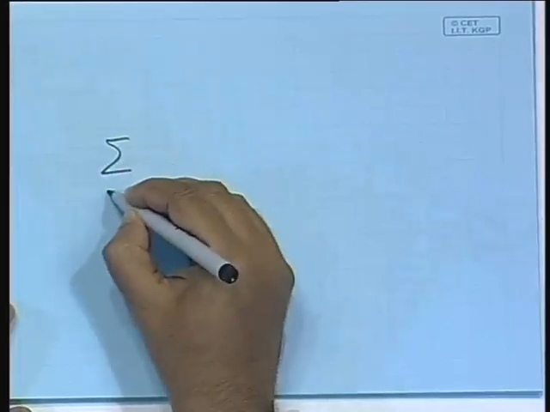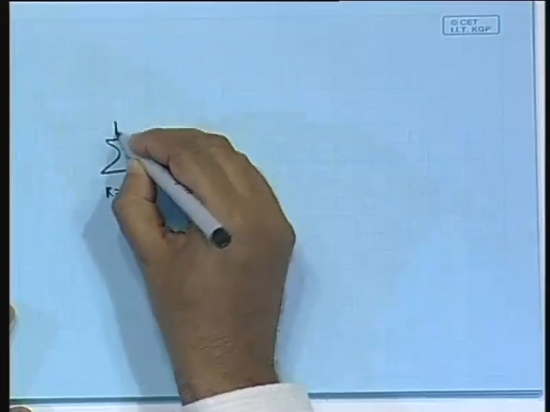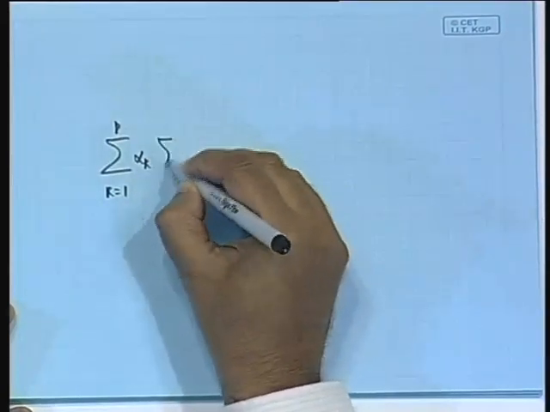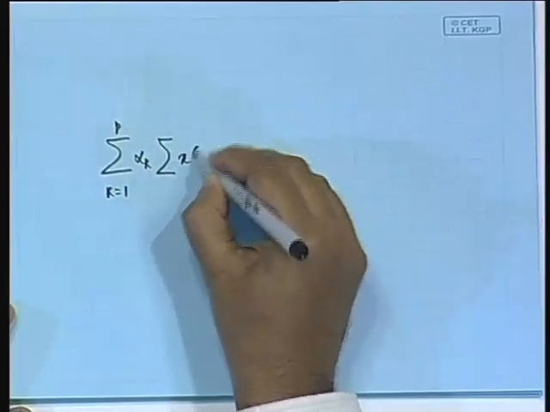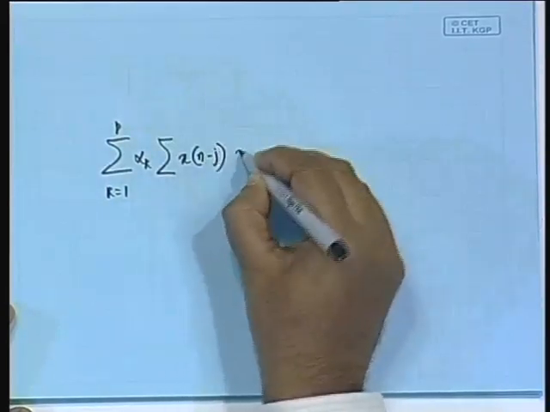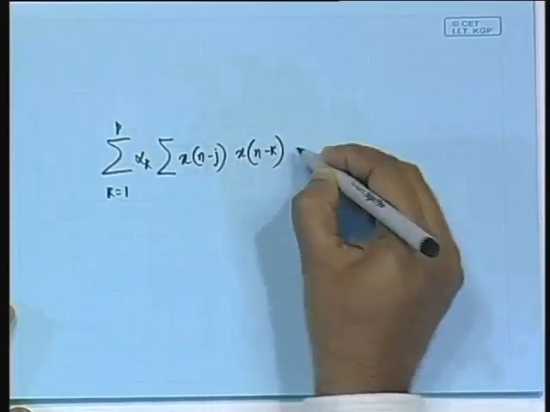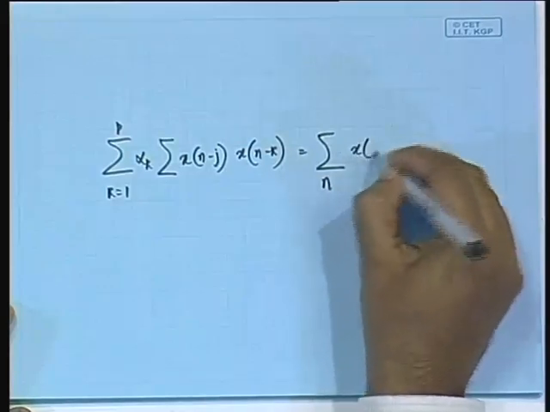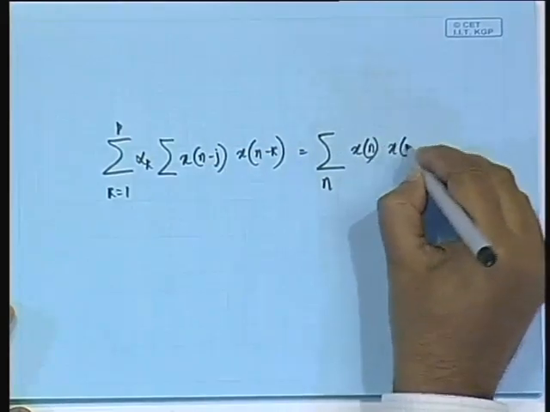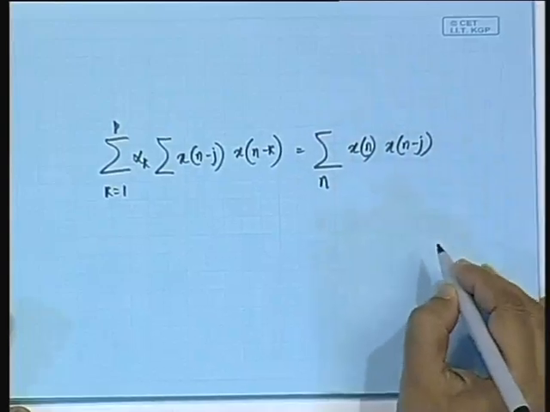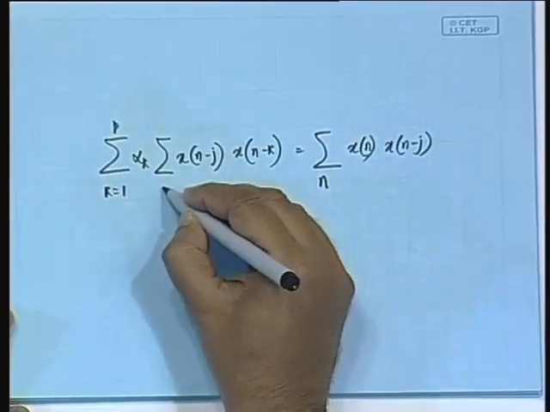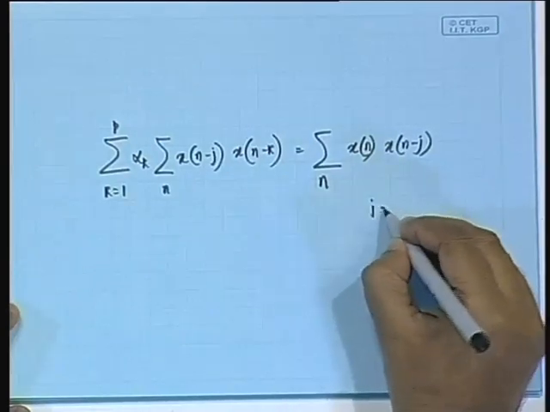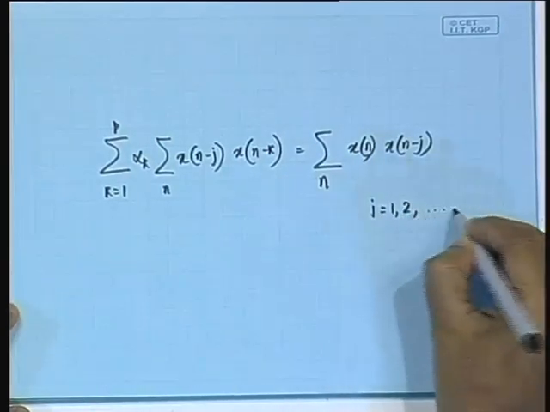Towards the end of the class we had developed a relationship which goes like this: summation k equal to 1 to p, alpha k, and then summation x of n minus j into x of n minus k, which was equal to the summation over n of x of n into x of n minus j, where x of n happens to be the samples. And this index j was varying from 1 to p.